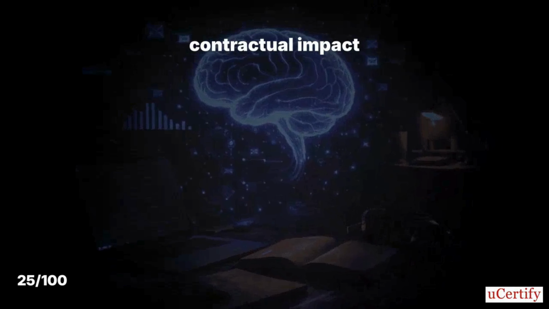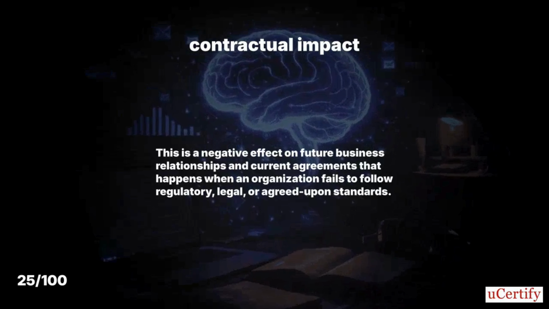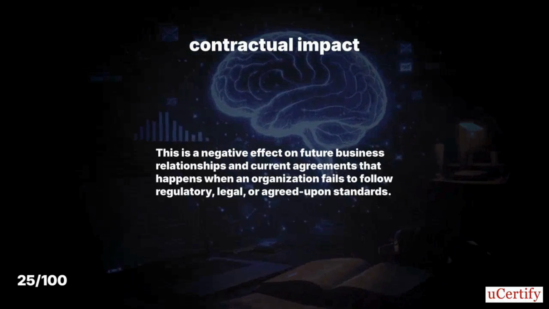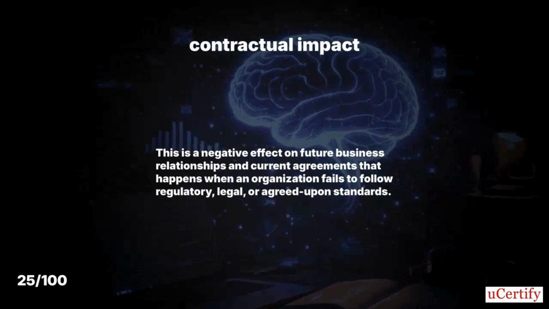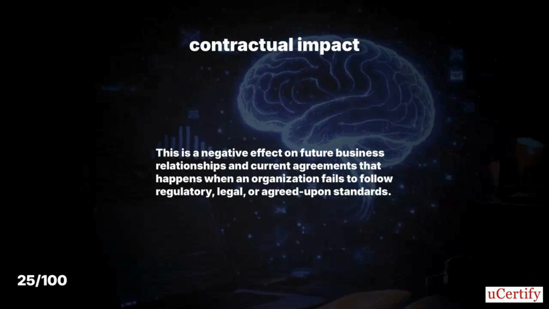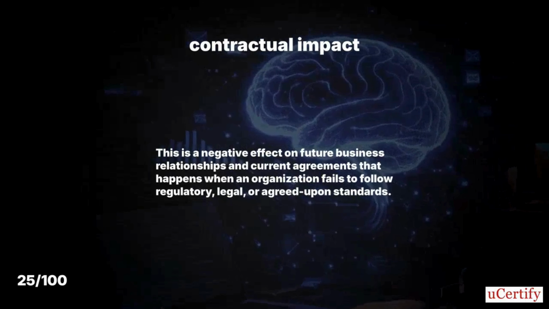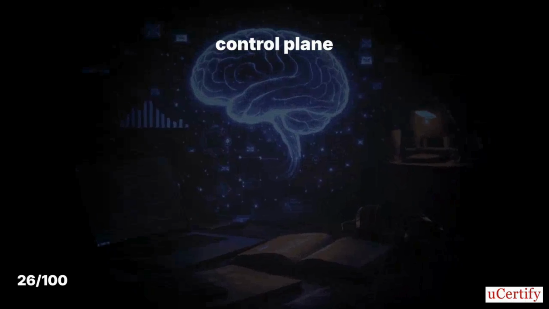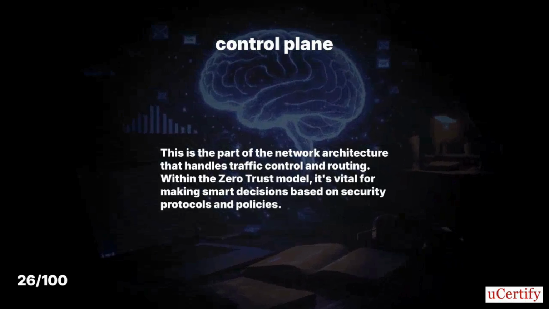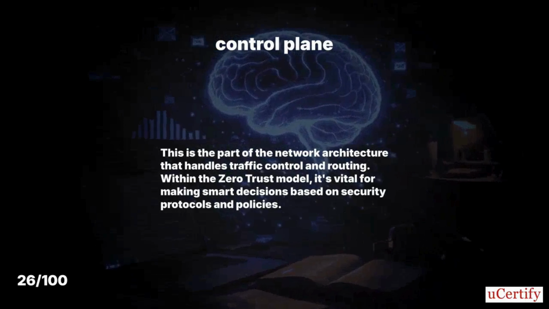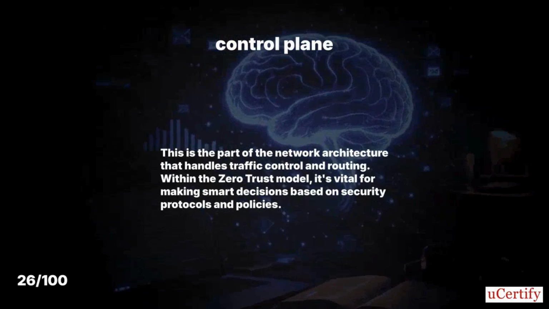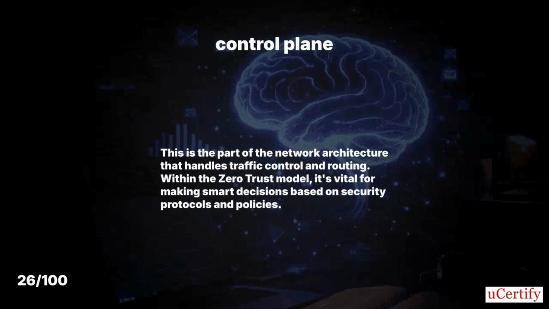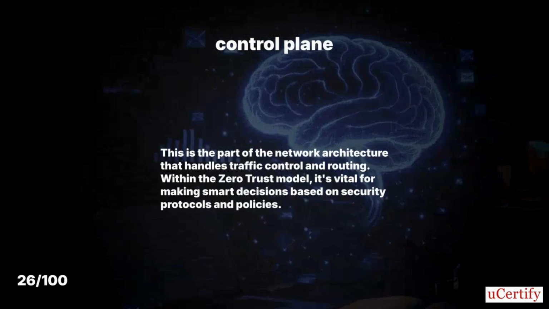Contract breach. A negative effect on future business relationships and current agreements that happens when an organization fails to follow regulatory, legal, or agreed-upon standards. Term: control plane. Definition: this is the part of the network architecture that handles traffic control and routing. Within the Zero Trust model, it's vital for making smart decisions based on security protocols and policies.